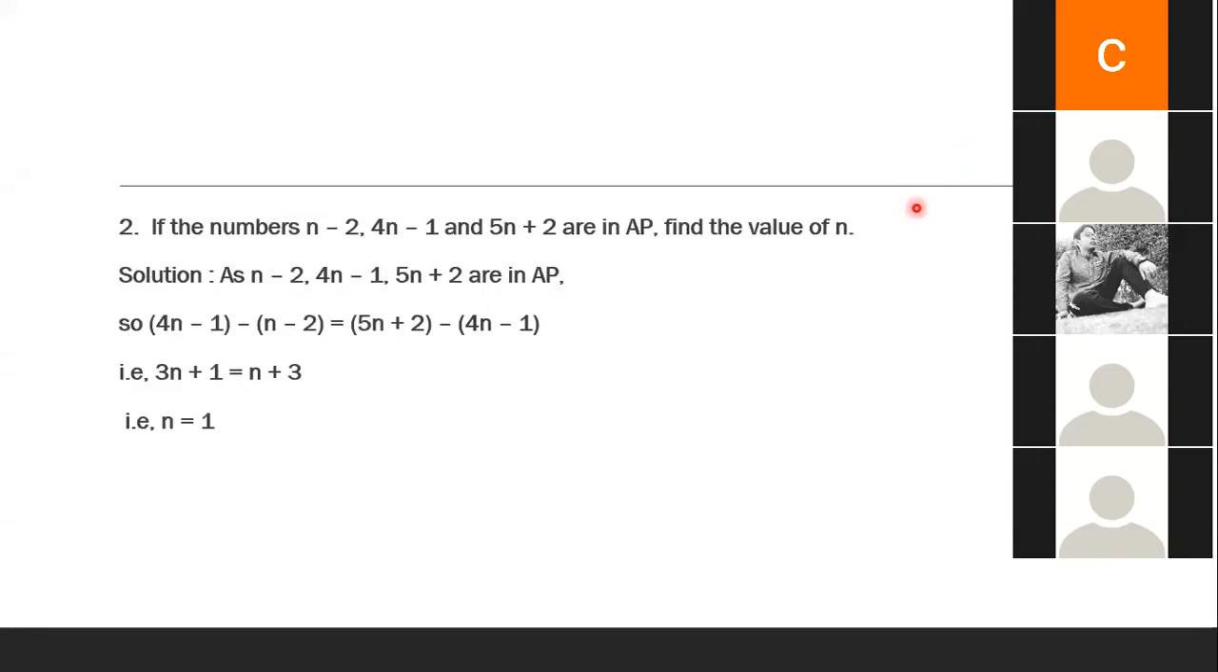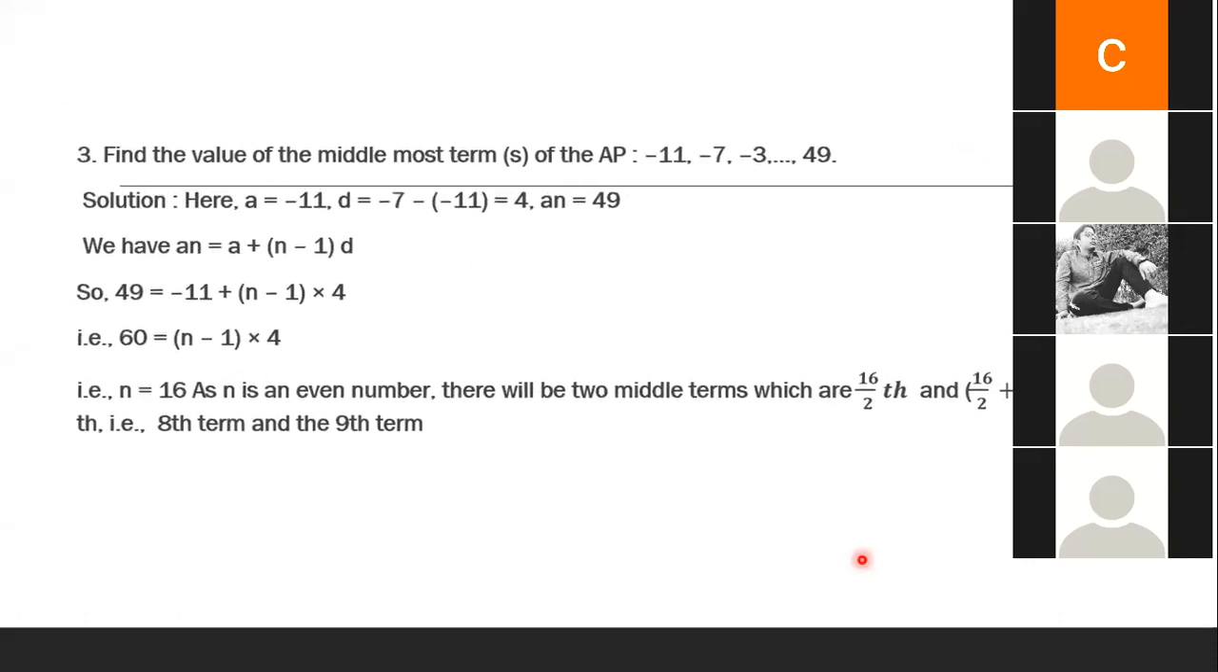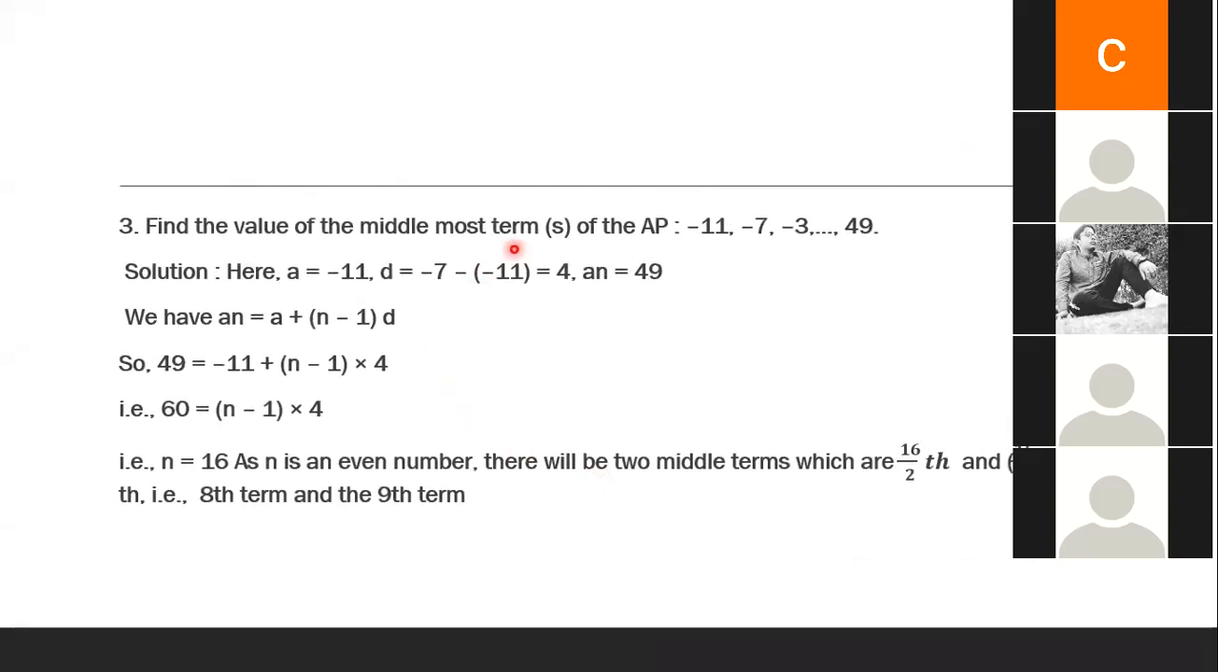Next question. Third one. Find the value of the middlemost term of the AP, that is -11, -7, -3, and last term is 49. They're asking the middlemost term. So here, what is the A value? -11. D value is -7 minus of -11, is +11, is 4.